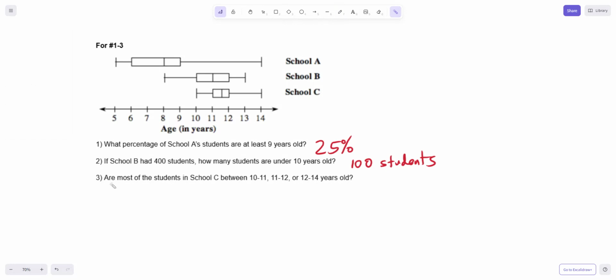And C, are most of the students in school C between 10 and 11, 11 to 12, or 12 to 14? Well, 10 to 11 is 25%. 11 to 12 is actually 50%, right? Because there's two chunks. And then 12 to 14 is also 25%. So the answer is 11 to 12.